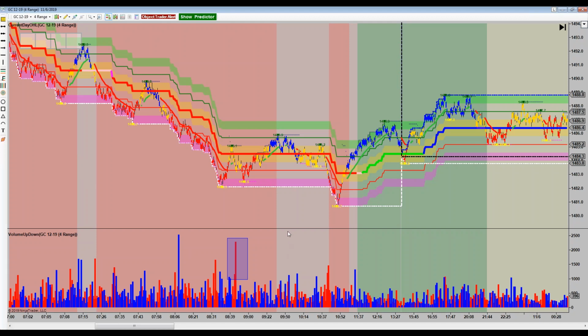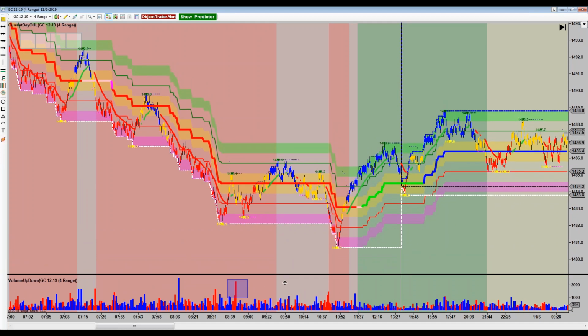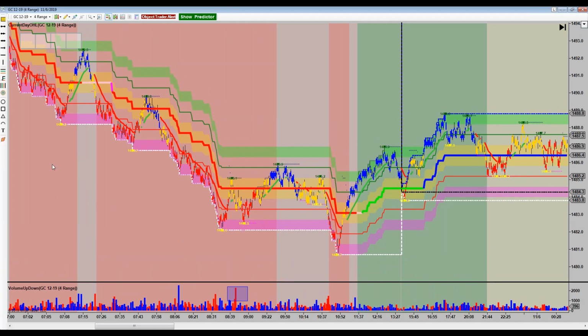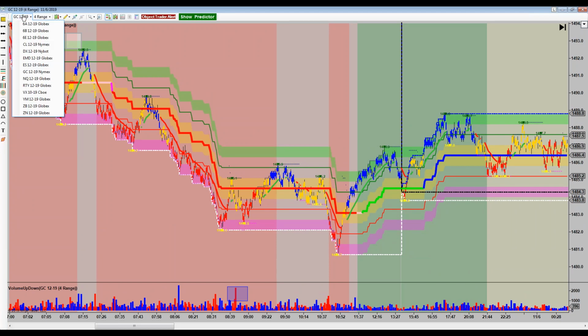By the way, does anybody trade gold? Any GC traders in here? Anybody trade ES or gold? ES would be the mirror image. Show of hands. ES traders, gold traders. You like either of those two instruments? Show of hands. Oh yeah, gold and ES. Cool. A lot of you.